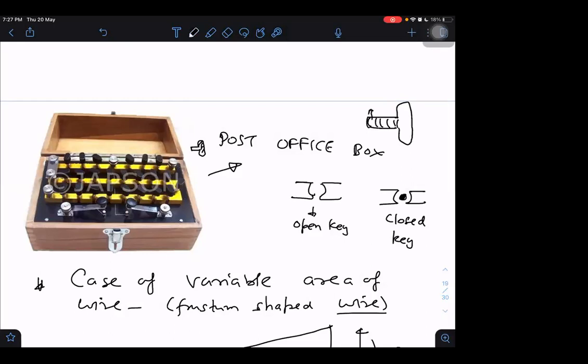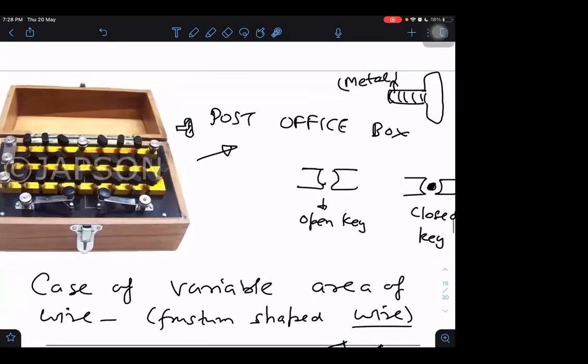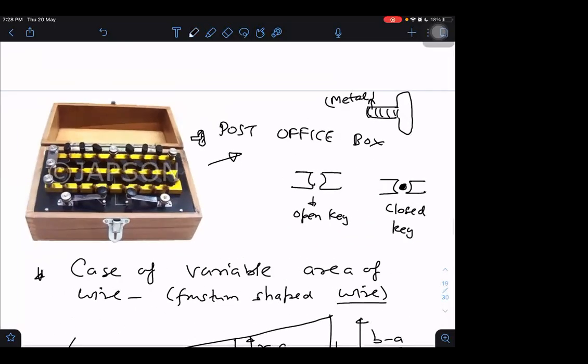This is made up of metal. Metal means conductor, so it will be conducting. If I remove it, if it is an open key, then what will it be? Is it open circuit? No, it is not open circuit. Actually, these conducting yellow parts are also connected by some resistance.